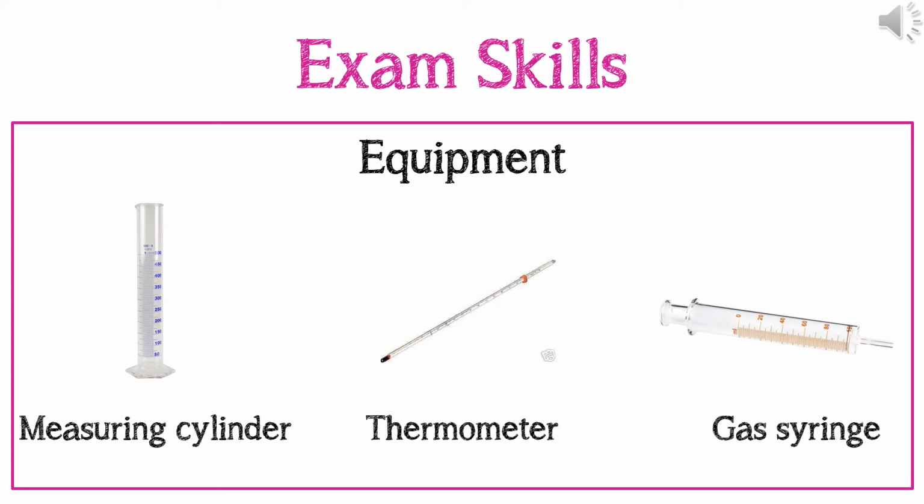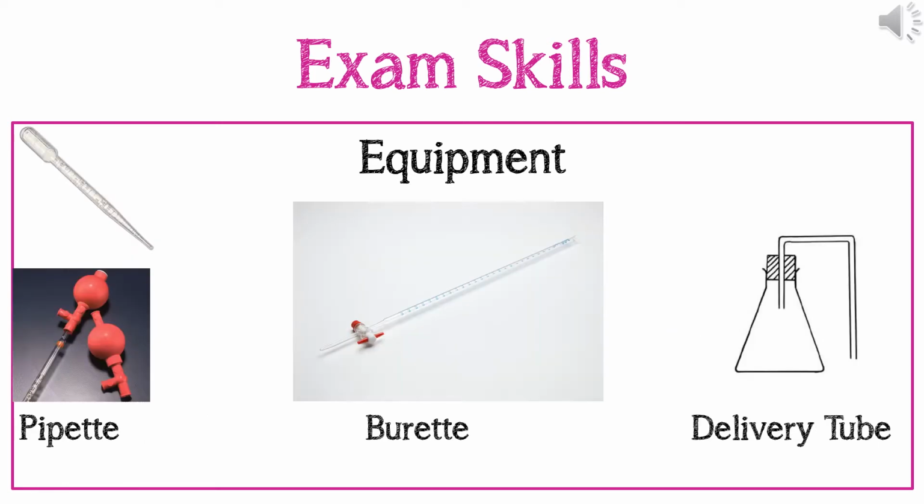Then we come on to the different measuring items. So the one on the far left, it's not a jug or anything weird that you might refer to. It's a measuring cylinder. Make sure you do use the correct term, because if you're writing down measuring jug, you're not getting a mark. So measuring cylinder on the left, thermometer for measuring temperature in the middle, and then a gas syringe for measuring the volume of gas on the right.